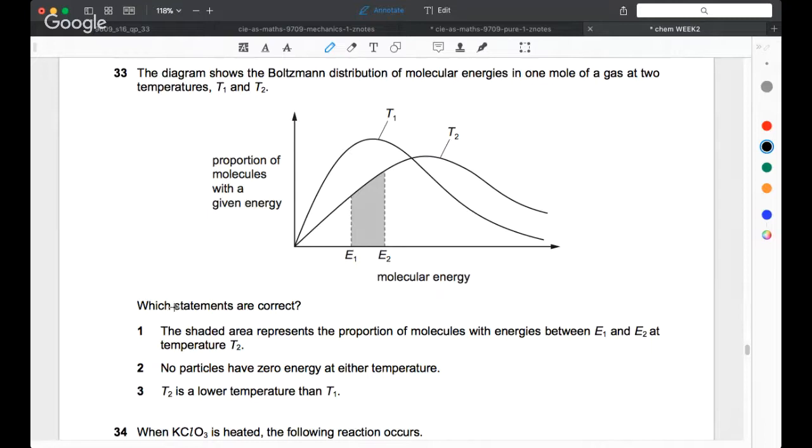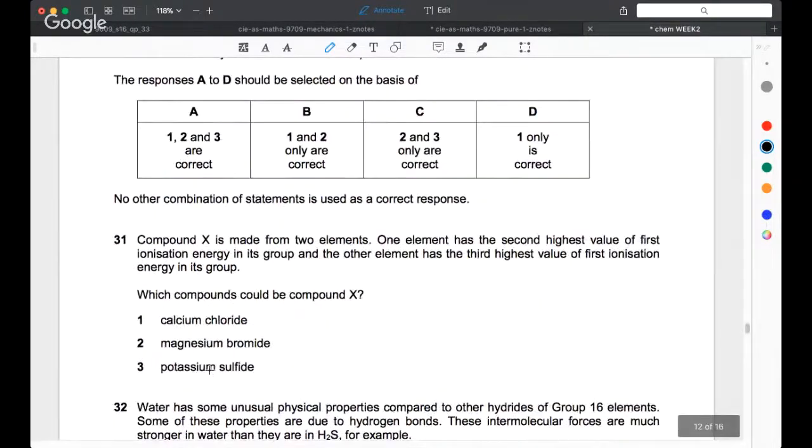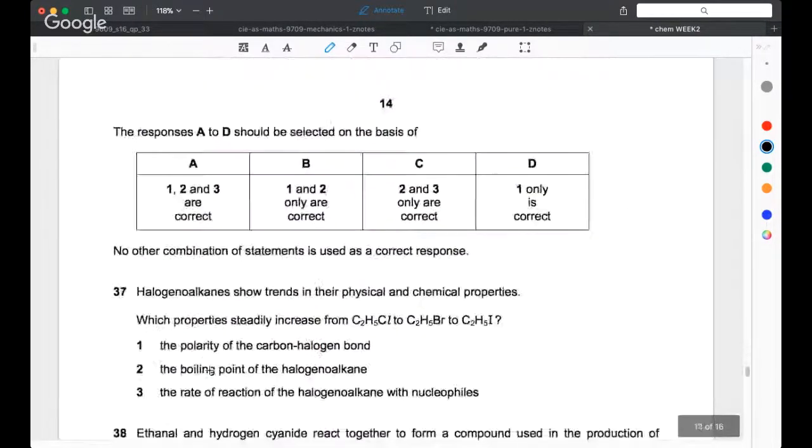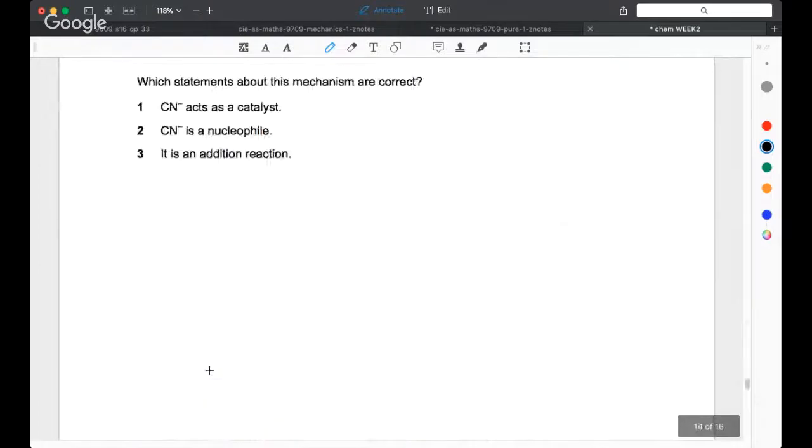What about A1? I'm not sure about the wording of it. So the shaded area represents the amount of molecules with energy between E1 and E2 at temperature 2, which is correct, but proportion, so I would say yes, maybe. Yeah, proportion is amount, because if you look at the y-axis. Okay, so the right answer is B, one and two. Next question.